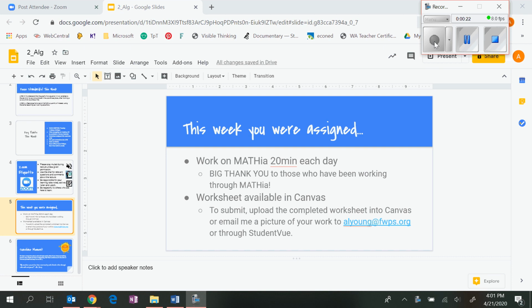This week, you should have been looking at Mathia about 20 minutes a day. Big thank you to those who've been working on that. I'll be changing some of your grades shortly if you've shown mastery in some standards that we've already assessed. There's also a worksheet available in Canvas. To submit, you're going to upload the completed worksheet into Canvas, or you can email me a picture of your work. So whether that's you were able to print it out and work on it or work on it on a separate piece of paper, please get it to me in some way, shape, or form by next week.